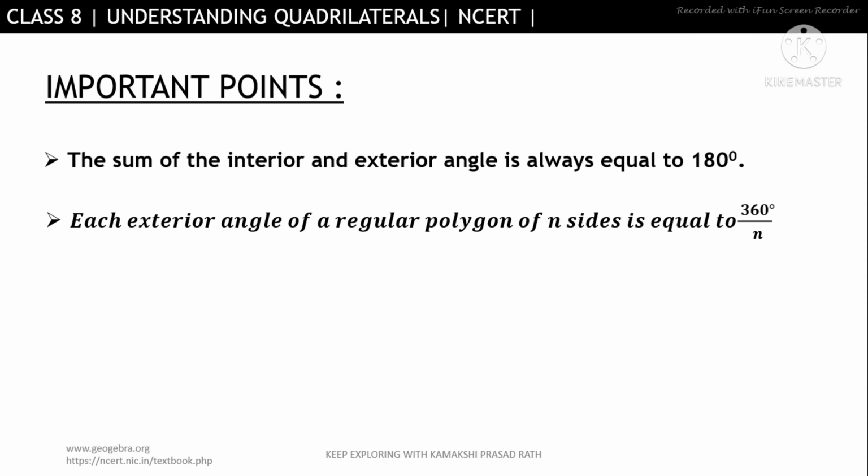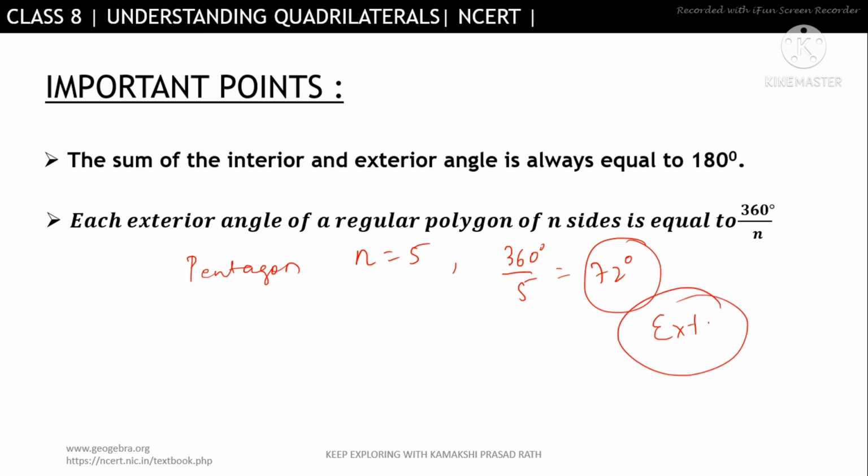Now the next one says each exterior angle of a regular polygon of n sides is equal to 360 degrees by n. That means if you consider any polygon with n sides, let us consider a pentagon. Remember this is only for regular polygons. If you consider a regular pentagon, n equals 5. So 360 degrees by 5, how much do we get? 72. That means 72 degrees is the exterior angle of the polygon.